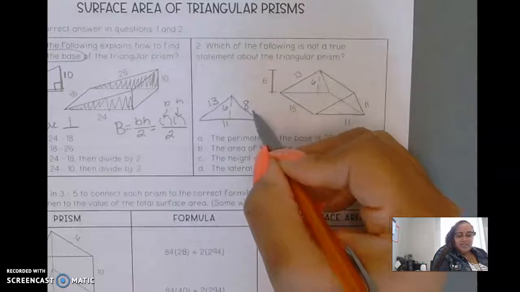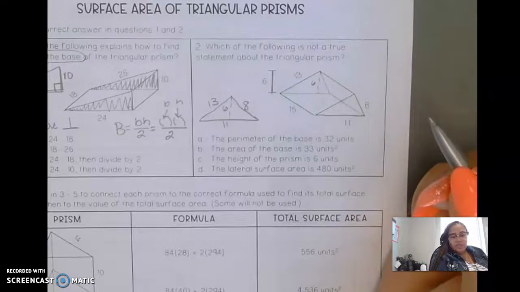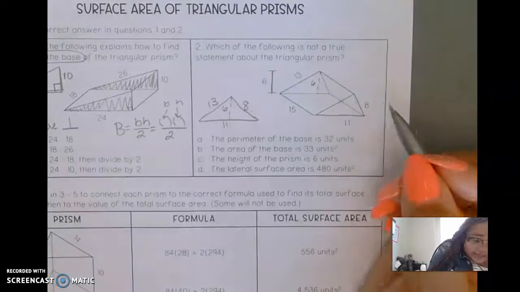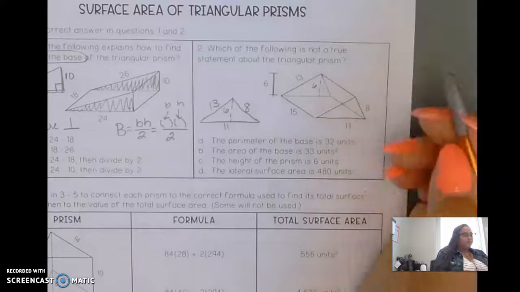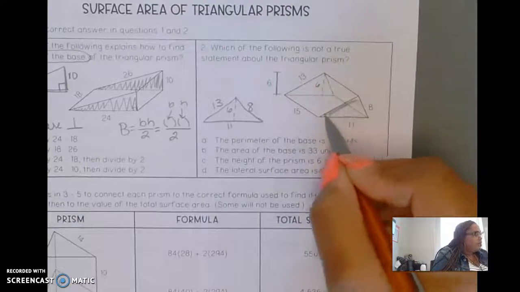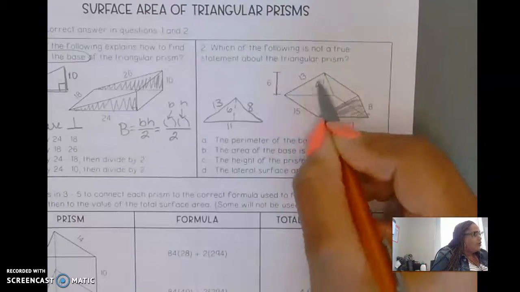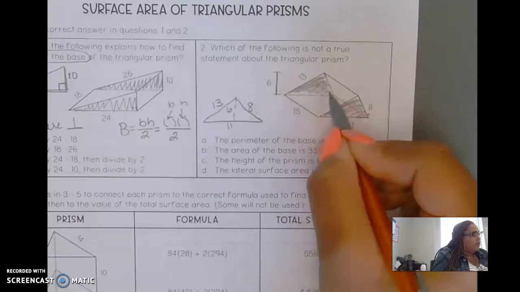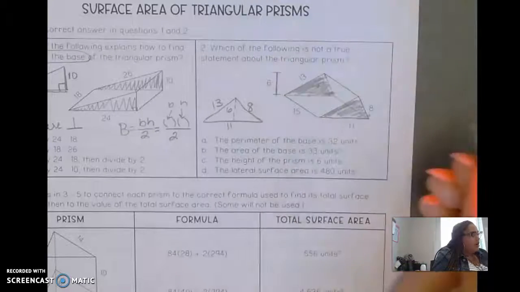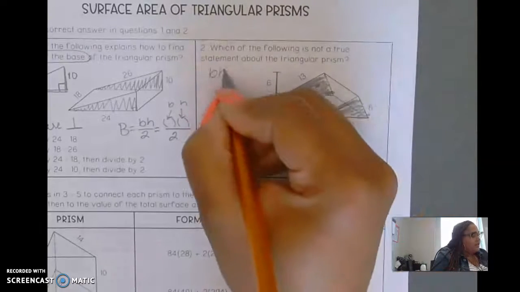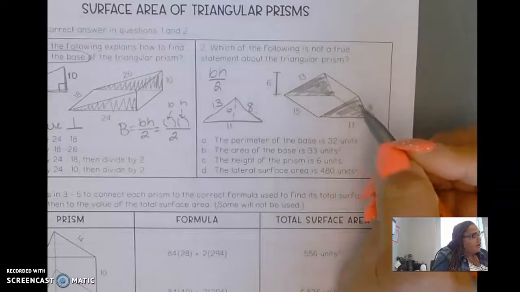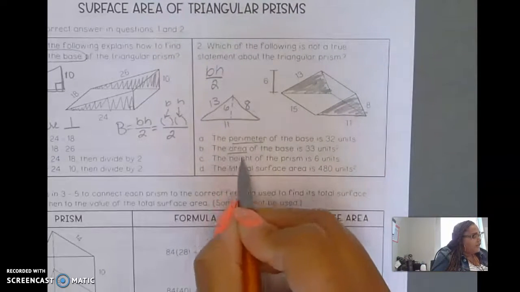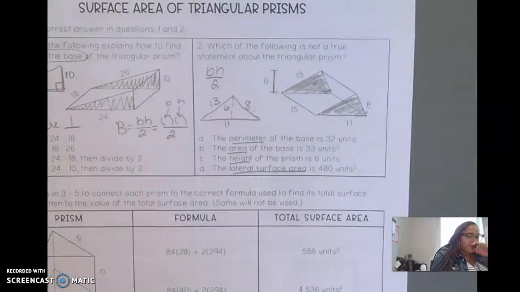Remember, heights aren't slanted. When you go to the doctor and the doctor takes your height, you don't stand at a slant. You stand straight up and down, perpendicular with the floor. So this is what I shade in. This is what I shade in. All right, so base times height divided by 2. This is asking for all of them: the perimeter, the area, the height, and the lateral surface area.